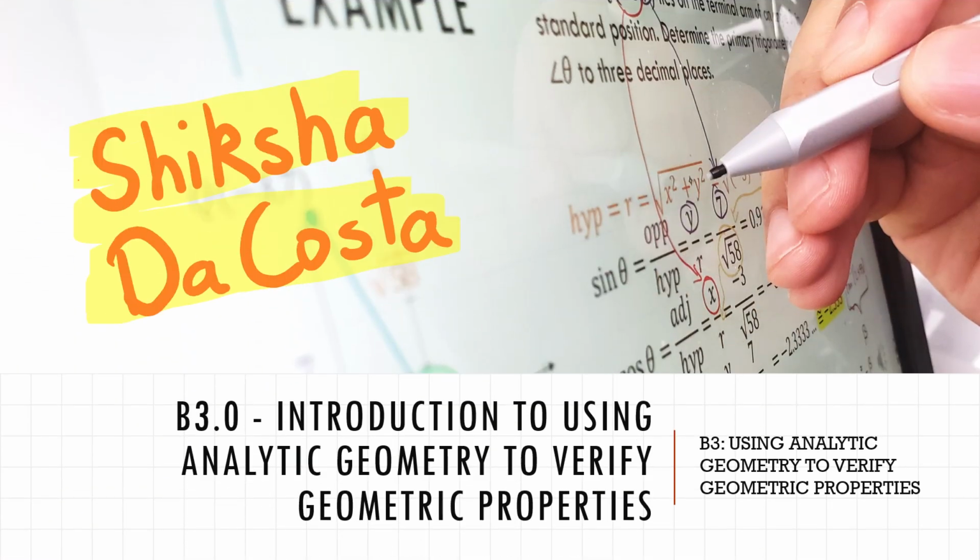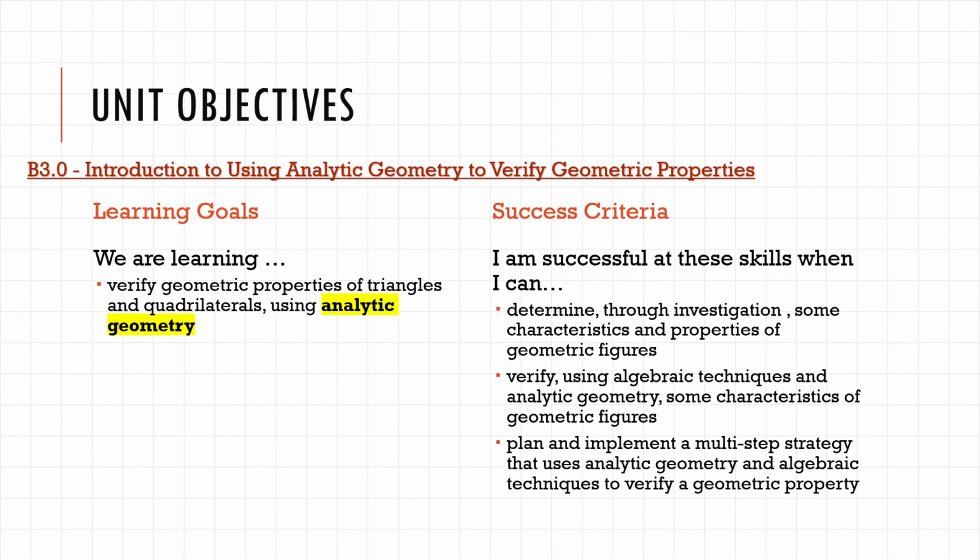Today we're going to introduce you to a new unit called Using Analytic Geometry to Verify Geometric Properties. So in this unit, we're going to learn how to verify the properties of geometry, especially looking at triangles and quadrilaterals. And we're going to do that using a technique called analytic geometry.